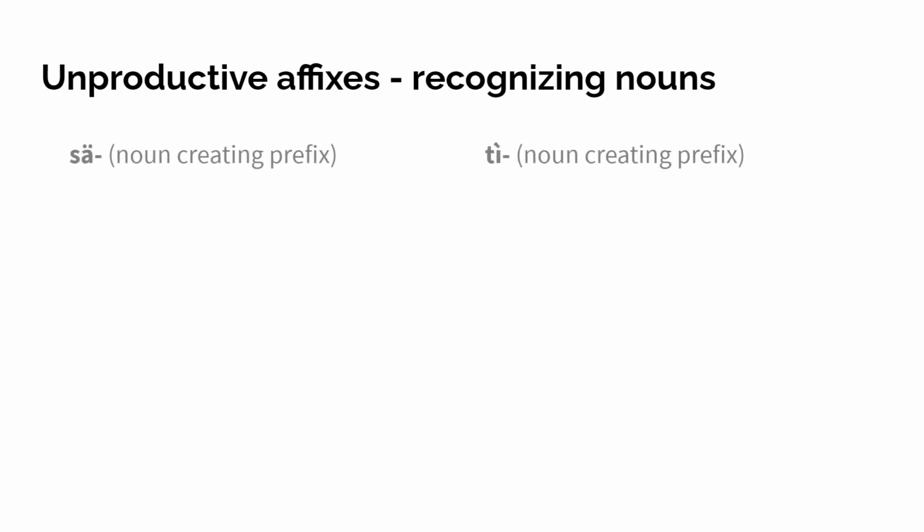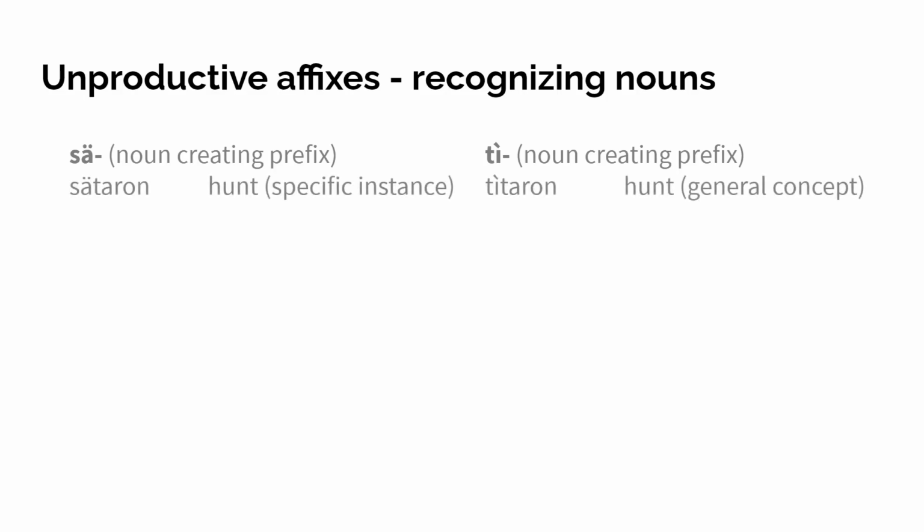And let's look first at se and te. Both are noun creating prefixes, and sometimes they cause a bit of confusion because what's the difference? So let's look at some examples. Se usually creates a specific instance of something, while te creates a general concept. This is not always true. There are some te words that are less general, but more of a specific thing. So this is not true in 1% of the cases, but it's a tendency.